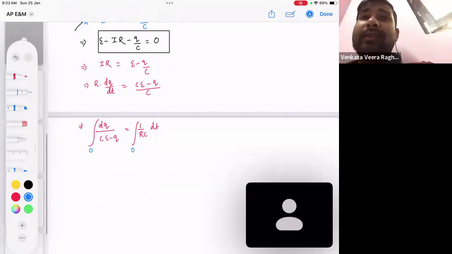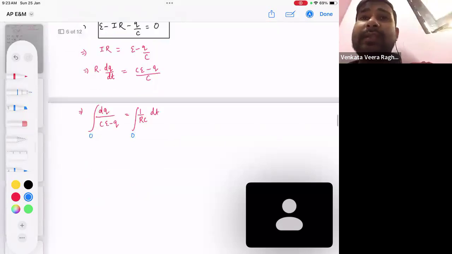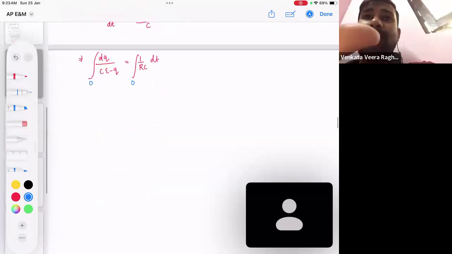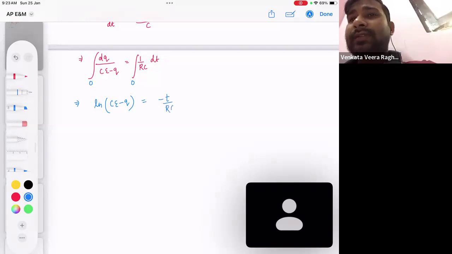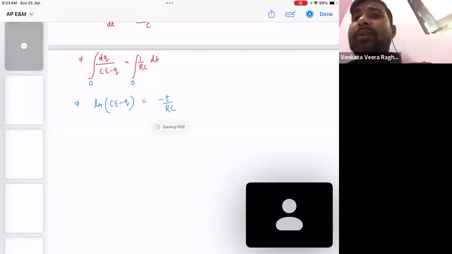And when we connect it to the circuit, this capacitor will start getting charged. So now if you write it, what integration will come? The integration of dq by CE minus Q will be ln of CE minus Q, and minus will come, because minus Q is there. So I send the minus to the other side. It will become t by RC. Oh, the upper limit, I forgot to keep it.